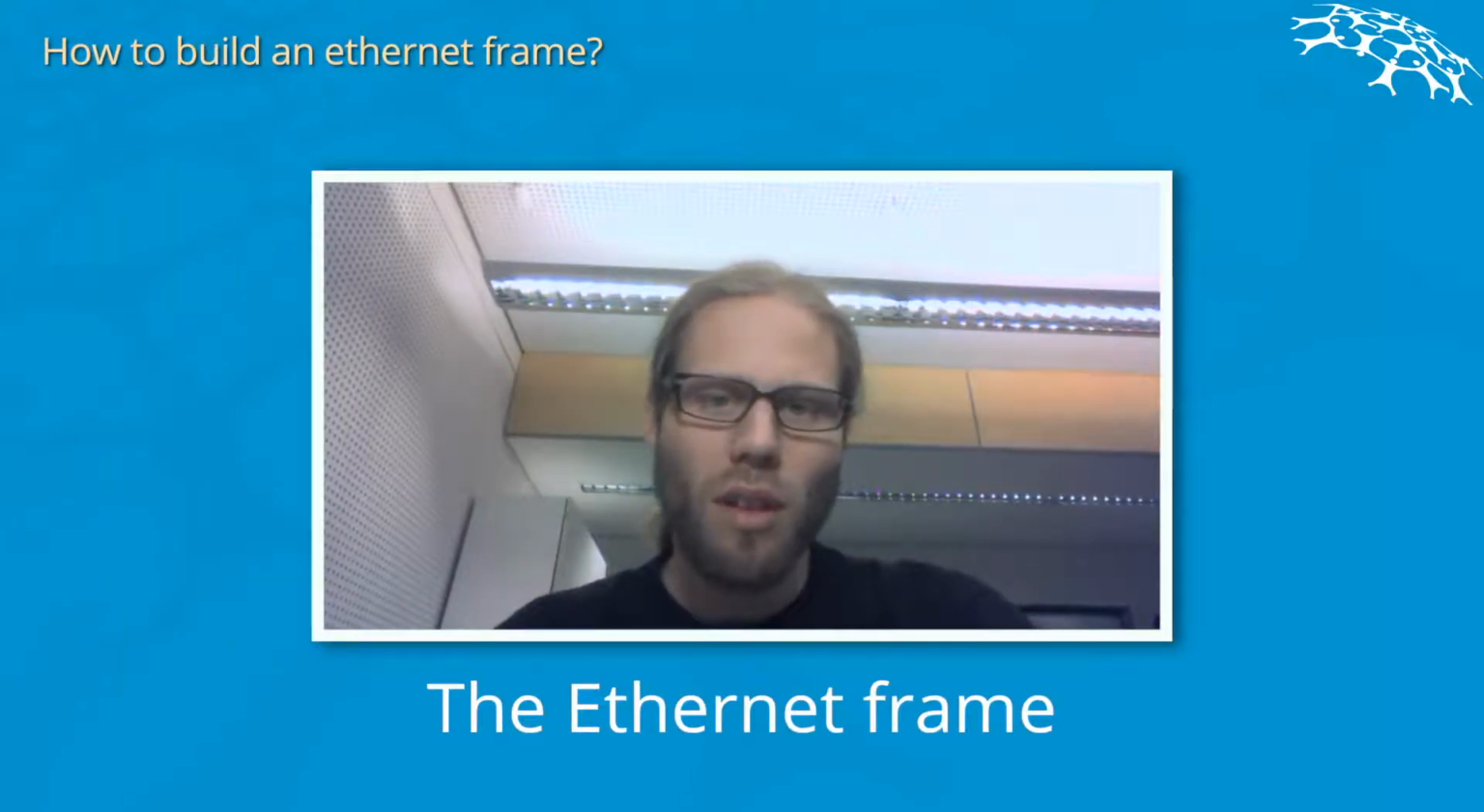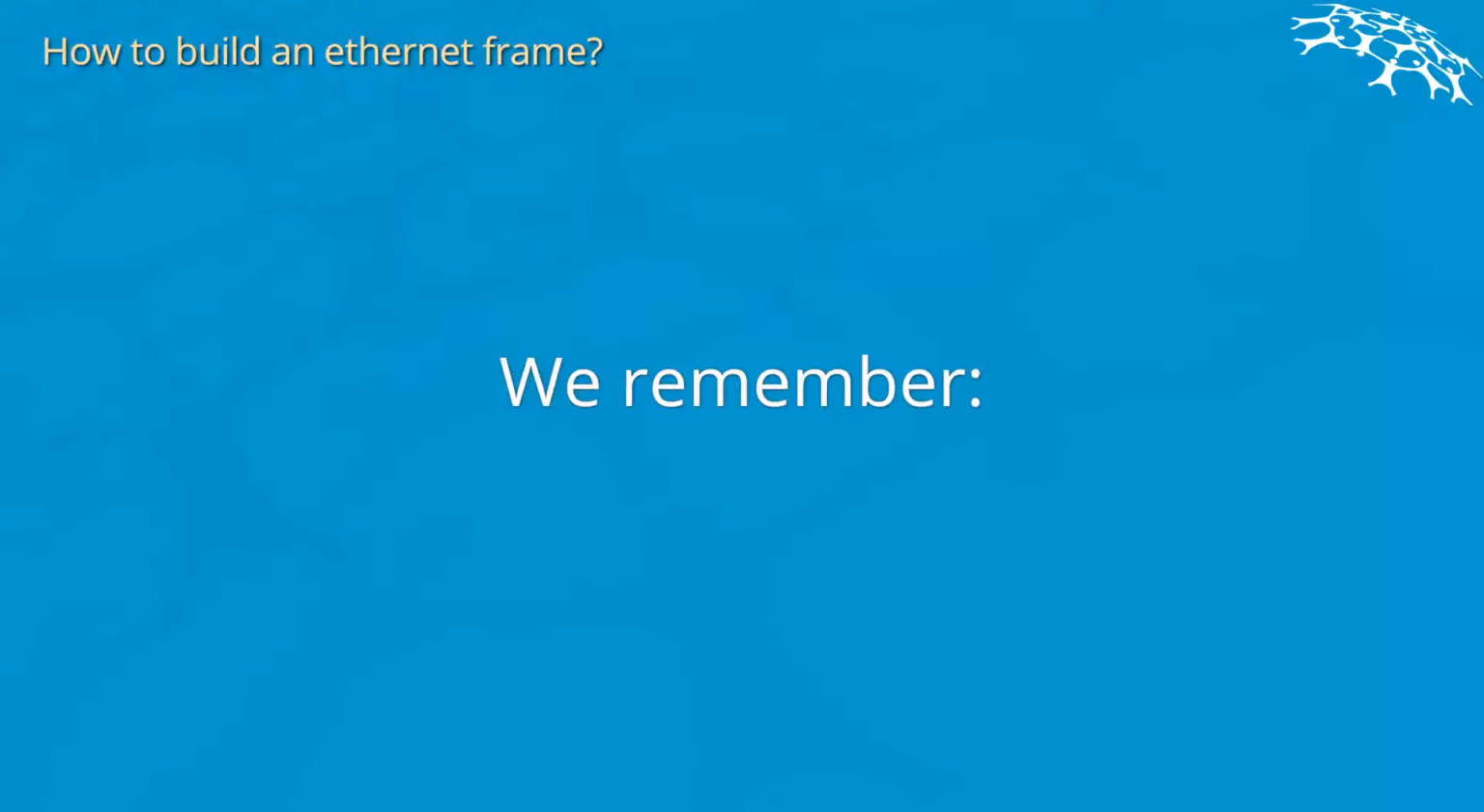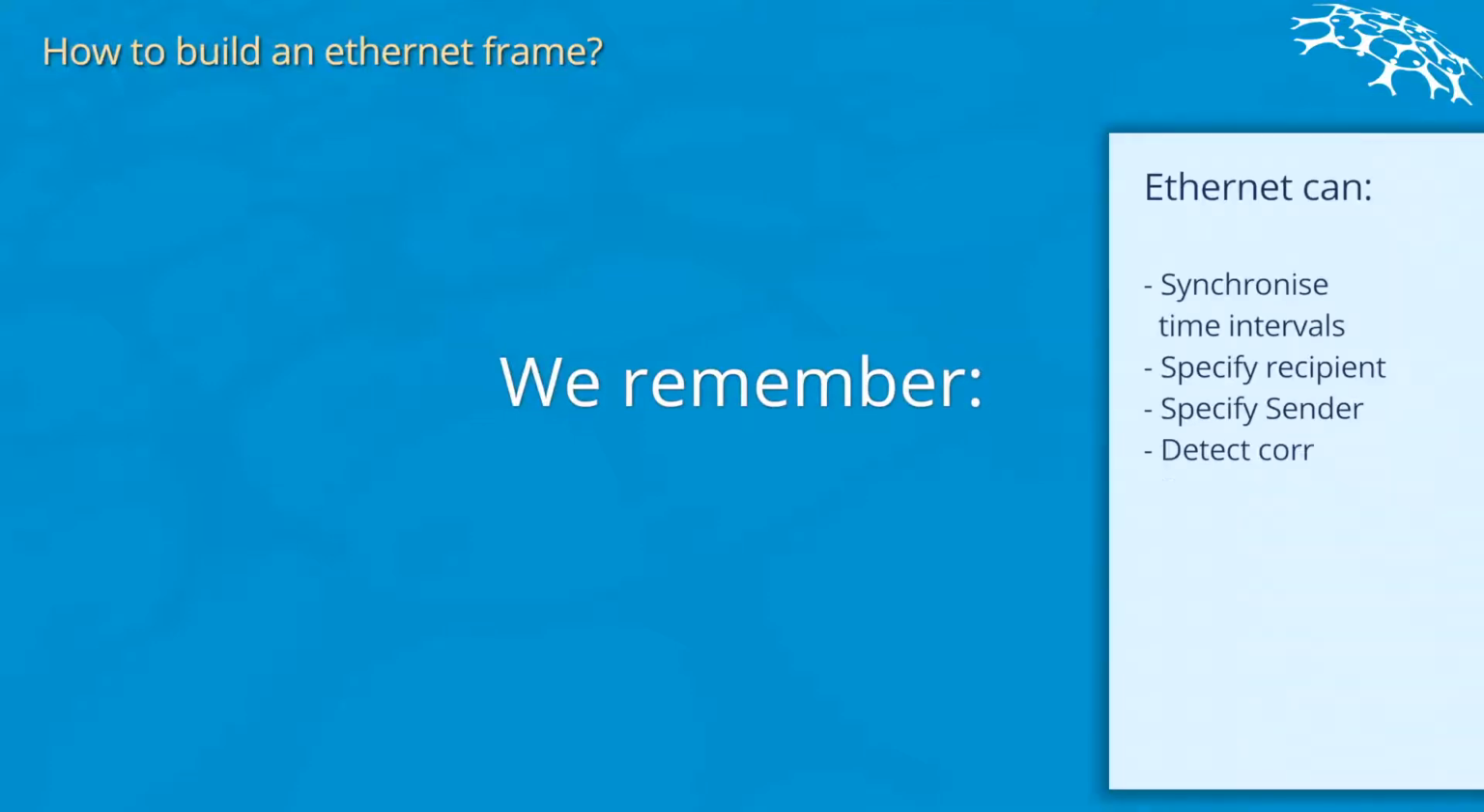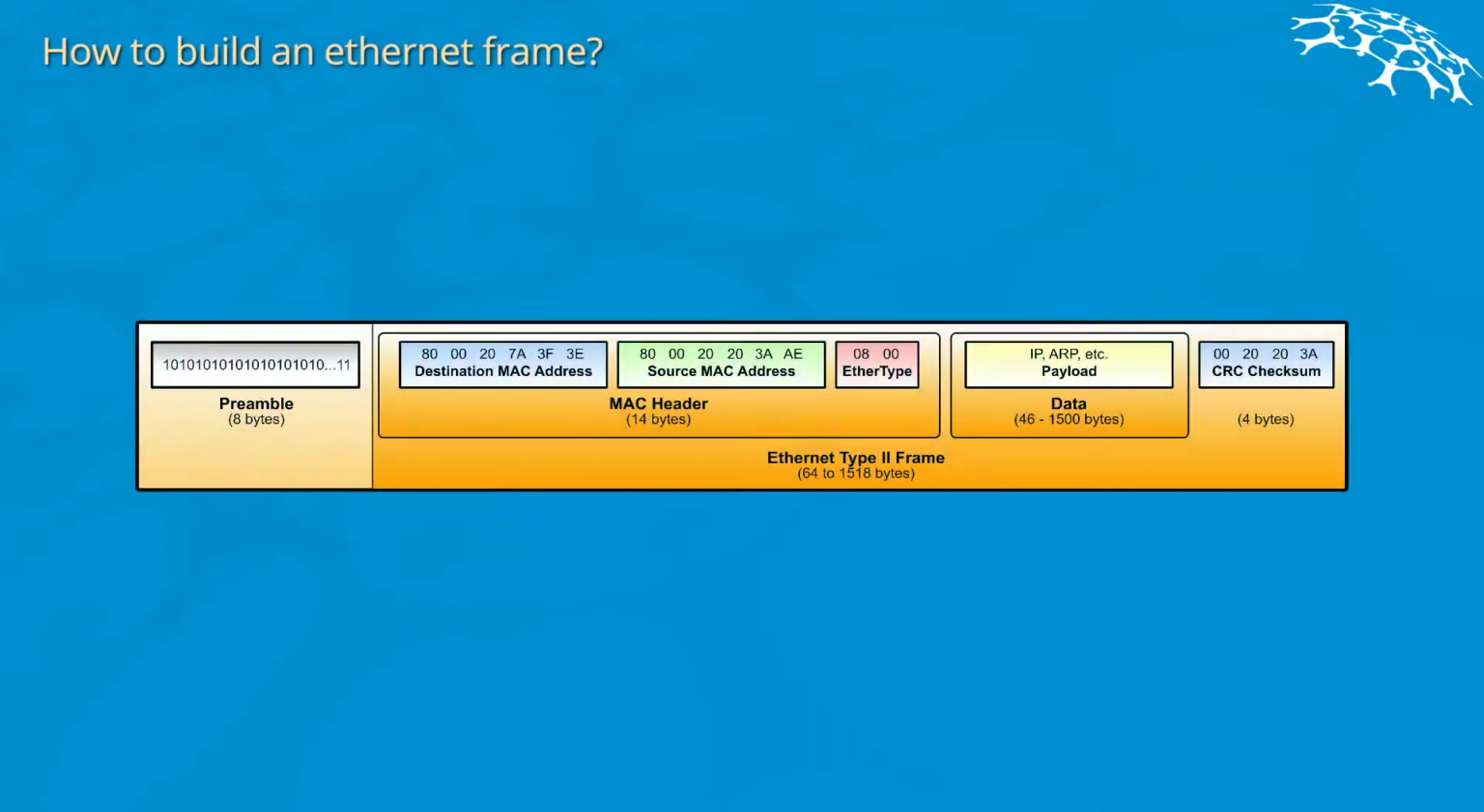So in this video I will explain to you how to actually build an Ethernet frame. We remember from the last video that Ethernet was designed to synchronize the time intervals between network devices, to specify the recipient and the sender of the data, also to detect corrupted data, and to detect and resolve collisions that can occur in a shared medium. So this is what an Ethernet frame actually looks like, and by the end of the video you will understand all the parts of this.